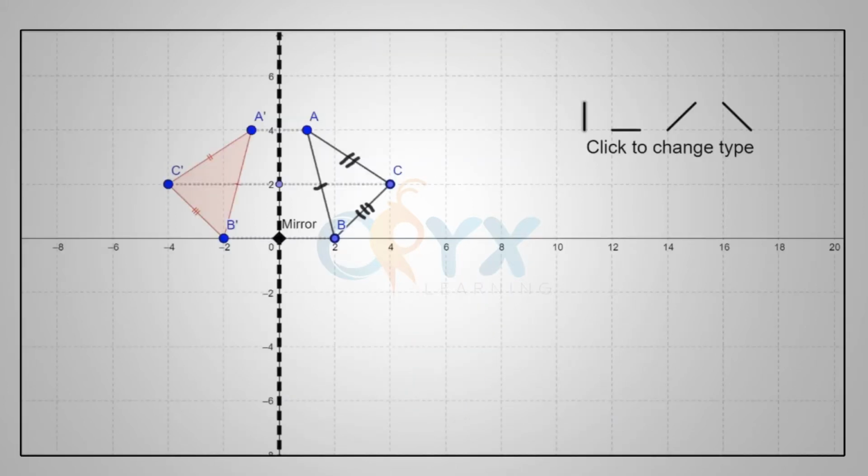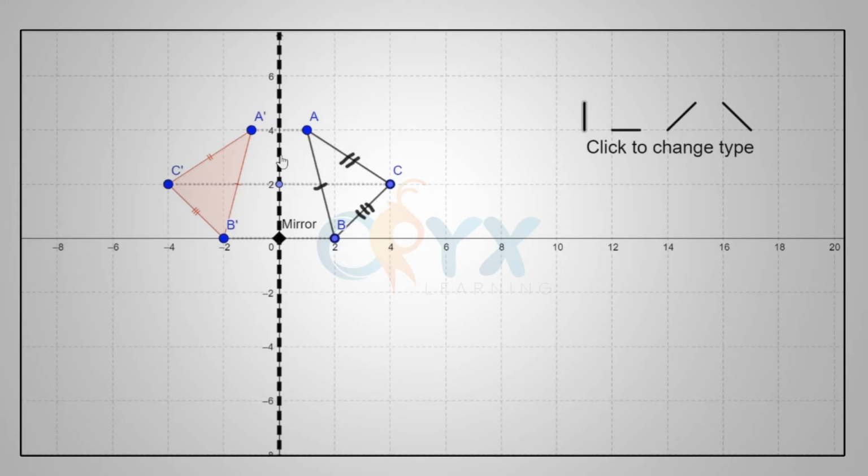A reflection is the result of a transformation of a figure over a line called the line of reflection. In the reflection, the image is congruent to the preimage, as each point of the preimage and its image are the same distance from the line of reflection. As we can see here, triangle ABC is reflected over a vertical line, in this case the y-axis.